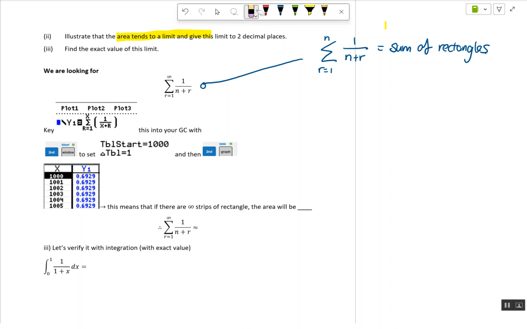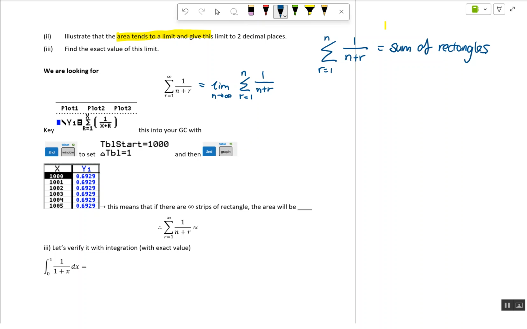And when we do this, how do we change this into a limit form? Or the limit as n approaches infinity. The summation of r equals 1 to n, 1 over n plus r. So I don't know whether it converges or not.